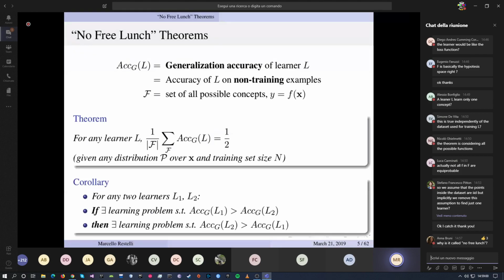So what it's saying here is that there is no single approach that can dominate everybody. It depends on the regularity of the concept that I'm going to learn and on the assumptions that my learner, my learning technique, is making.